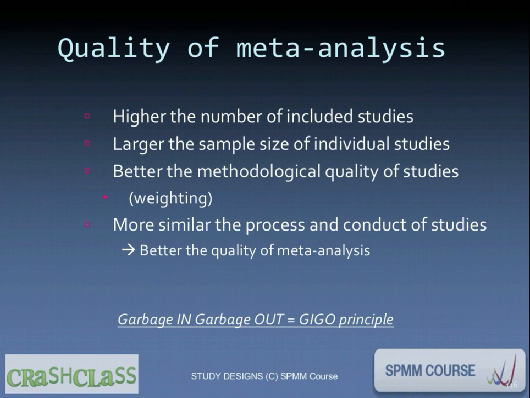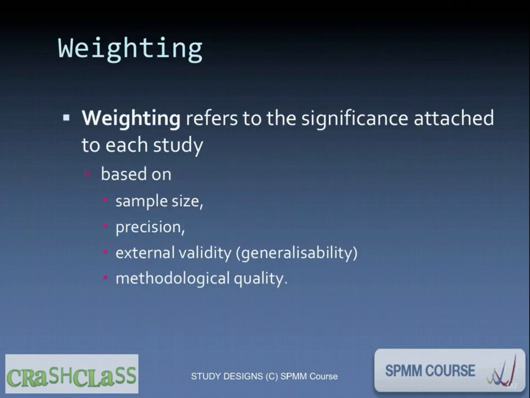Okay, so the quality of a meta-analysis depends on the number of studies included, the sample size of individual studies, the way each study has been conducted, and also the similarity between the studies. The more similar the studies that are combined, the better the quality would be. This is how you decide the quality of a meta-analysis. What is weighting? Weighting is attaching a numerical value to each individual study.